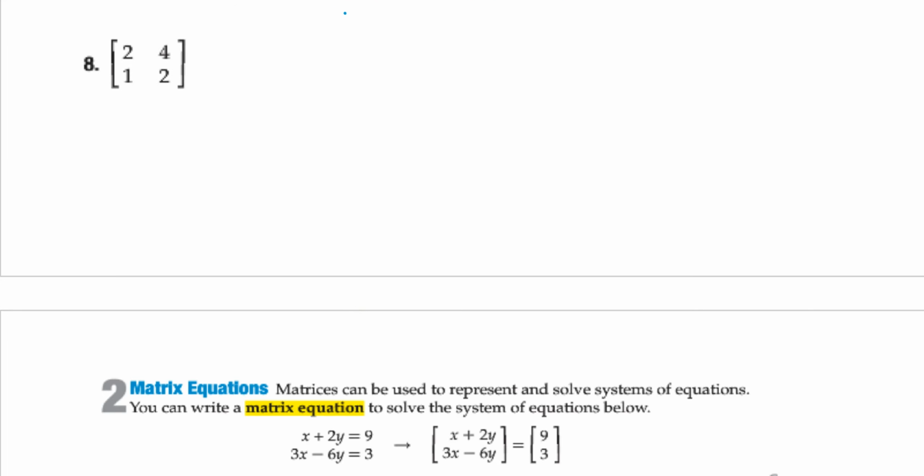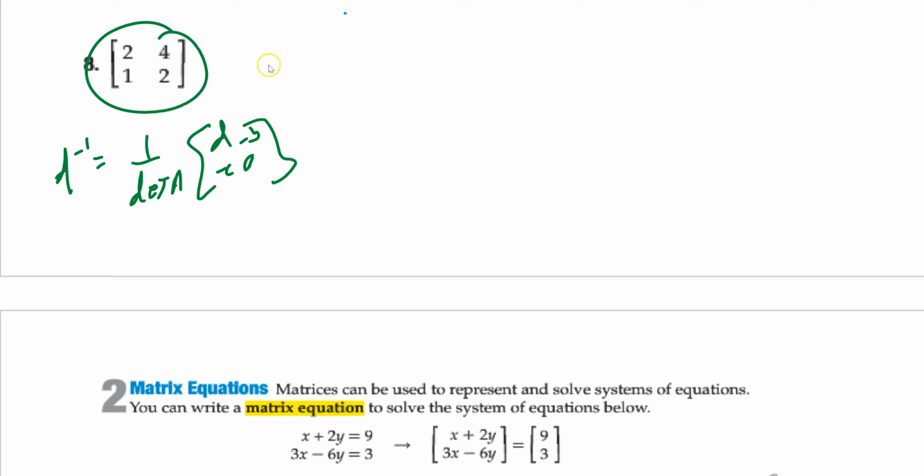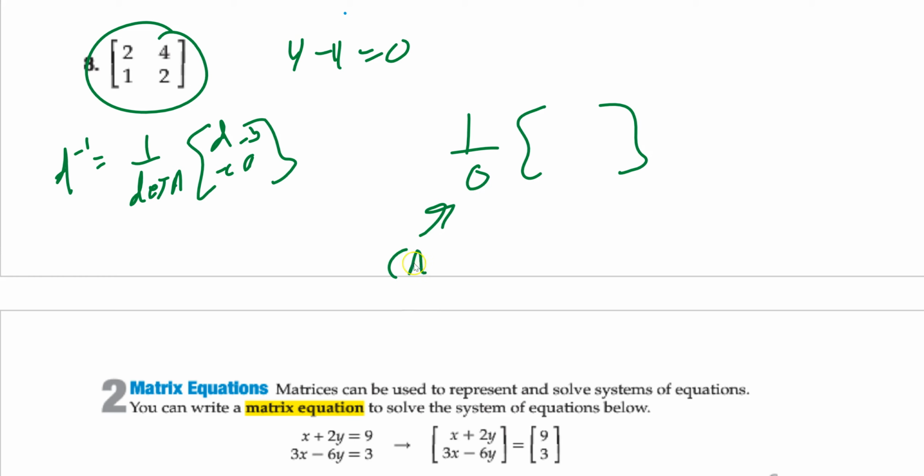One more of these inverse ones, and then we'll talk about what everybody really wants to find out, which is how to solve equations with your calculator. So real quickly, the formula is 1/determinant of A times the switch and negate. Anyway, determinant here, let's do it. Down minus up. I get 4 minus 4, which is 0. So if I plug it in, I get 1/0 times all this stuff. 1/0? You can't divide by 0. So this thing has no inverse.